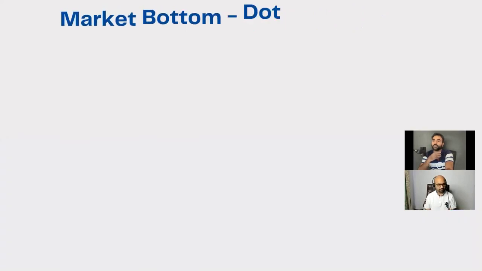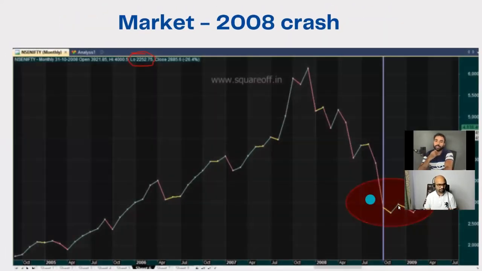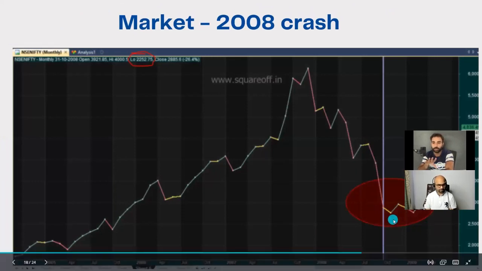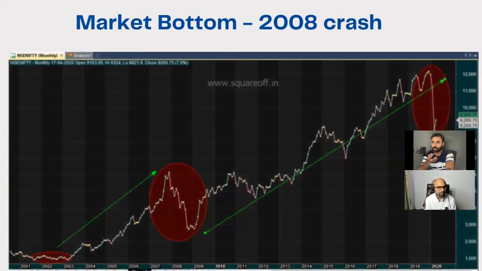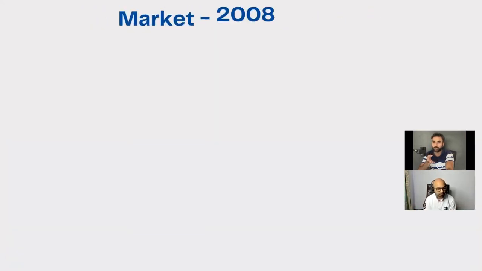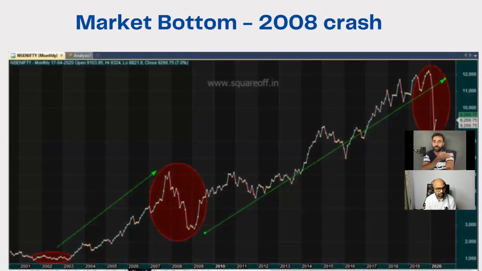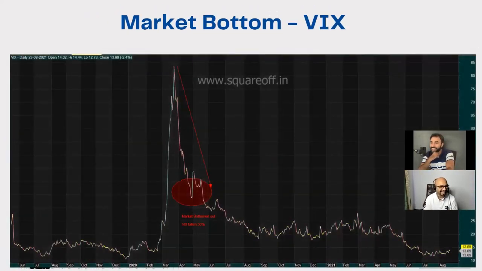Then when I checked the 2008 chart, I could see that exactly during the October to December period, the market bottomed out. It did not go down further. And again, when I checked the Indian VIX, because after the market bottomed out in 2008, it moved up fantastically. So from 2008 to 2020, it was a clear uptrend. And again in 2020, the same thing happened with India VIX.